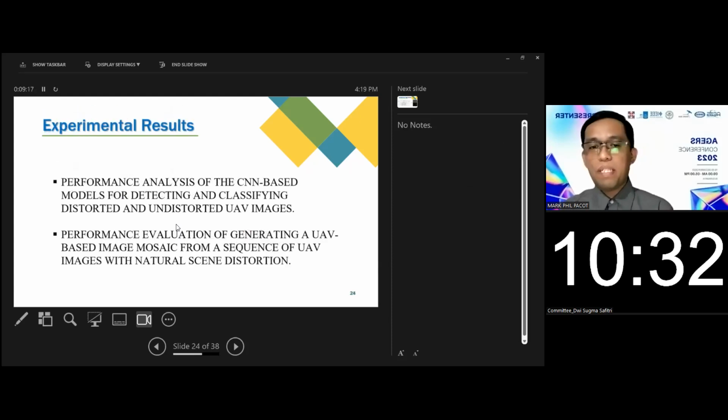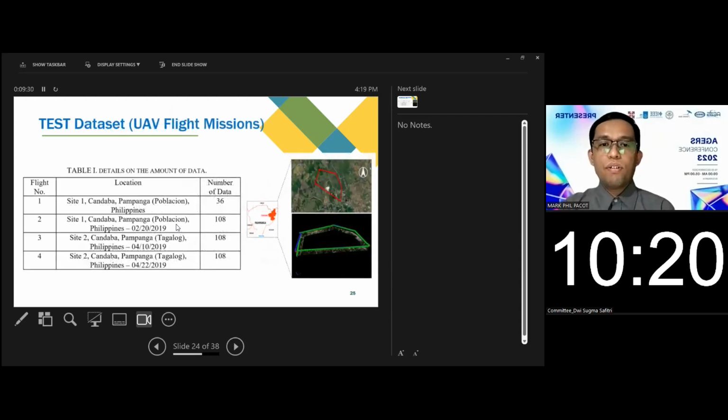For our experimental results, we wanted to showcase the performance of the CNN models together with the mosaic generation of images containing natural scene distortion. First is our test data set. We have a site location in Candaba, Pampanga, Philippines, where we have four flight plans.